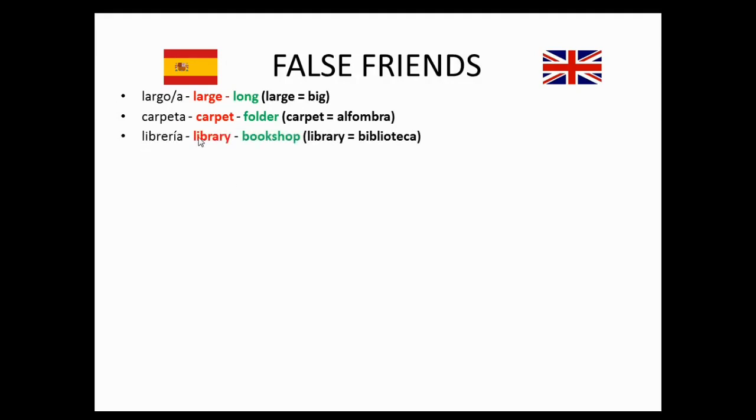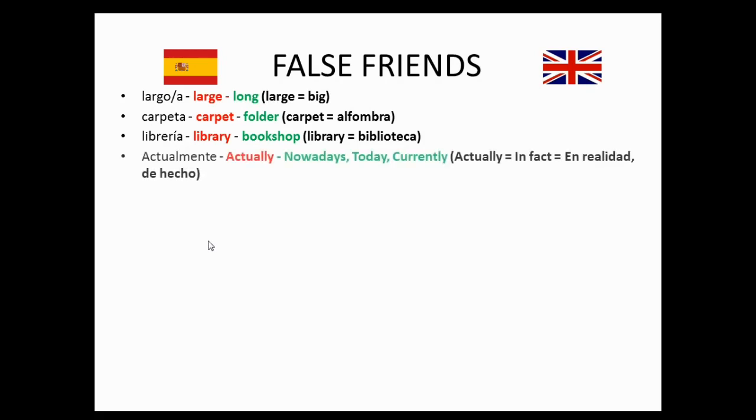You know that, don't you? Library sounds like librería, but it is biblioteca. Librería is bookshop or bookstore. This is one of my favorites. This is one of my favorite mistakes. I think I hear actually every single day used in the wrong way by my students, I'm afraid. Actualmente is nowadays, today, currently, while actually is in fact, en realidad, de hecho.